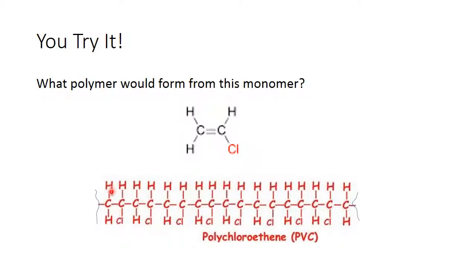Okay, if we look at this, you can see that this is one monomer right here. We've erased the double bond in here and connected it to the next. One monomer here, erased the double bond, connected it to the next, and all the way across. This is actually called polychloroethene, which is given the symbol PVC, which I'm sure you've seen before.